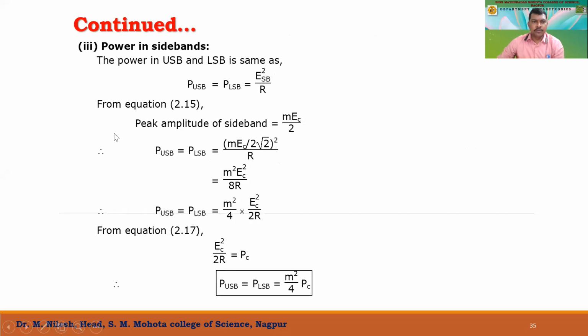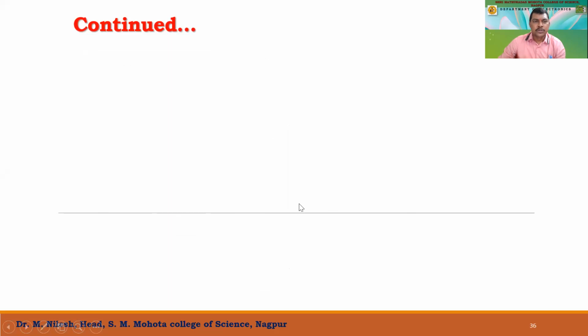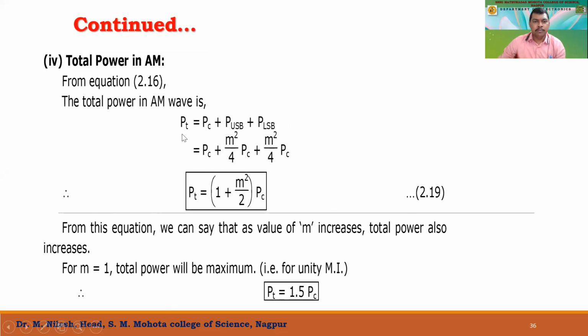So this is the formula for the power. We will add all the powers of LSB, USB, as well as the carrier, and then we are able to see that the carrier wave will have this power. Similarly, PUSB equal to PLSB will have m squared by 4 Pc. The total power will be m squared Ec squared by 8R, right? So this is how the total power can be calculated.